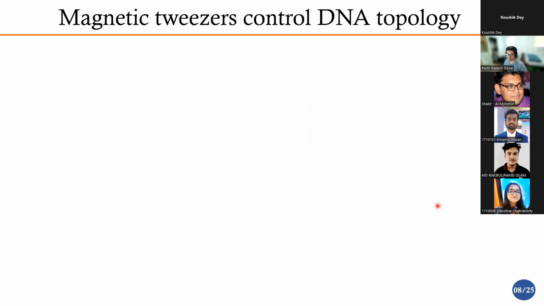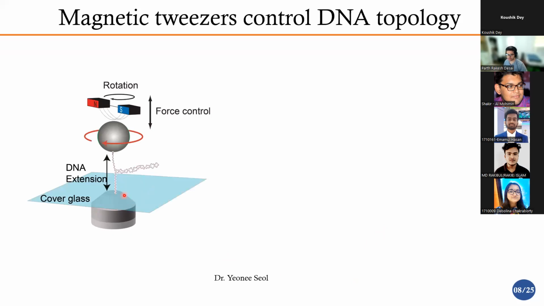So next, before I introduce the experimental work of my colleague, let me briefly go over the experimental method that is called a single molecule magnetic tweezer. Very simplistically, in this method, you have an objective, and then you have a cover slip. And then on the cover slip, you attach one end of the DNA. So this is a single DNA molecule, and then on the other end of the DNA, you attach a magnetic bead.